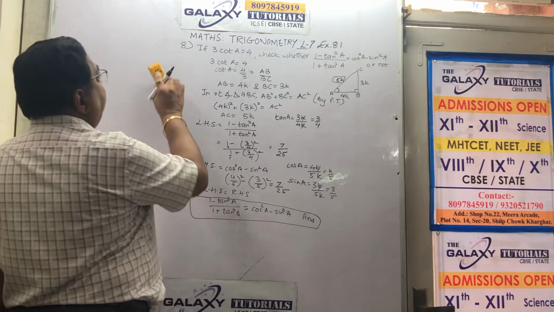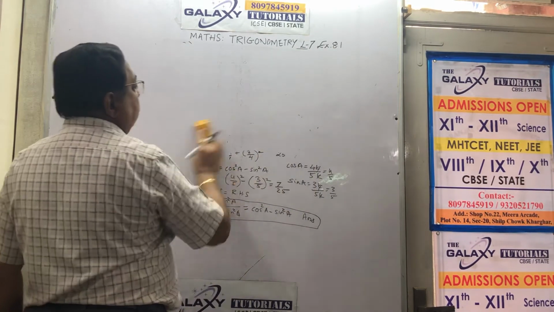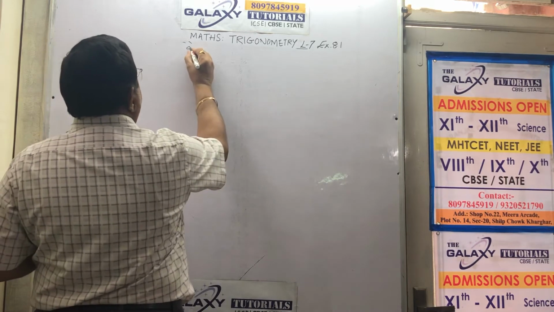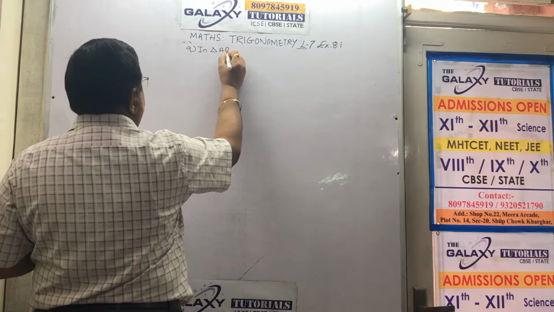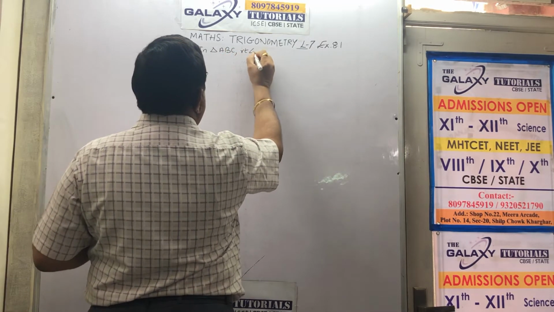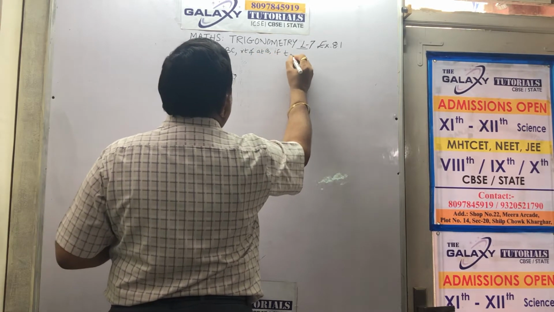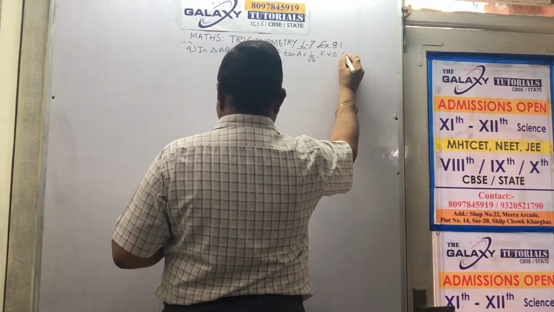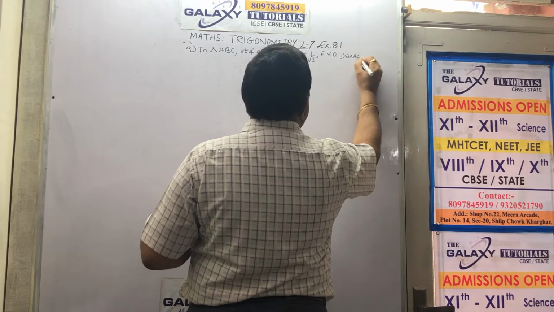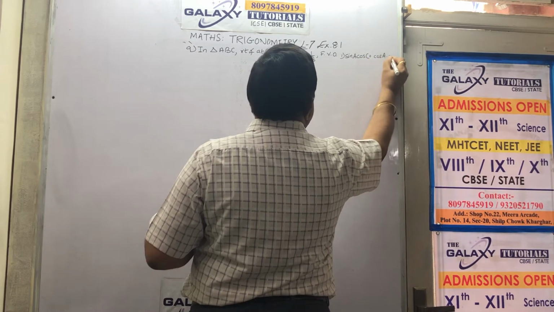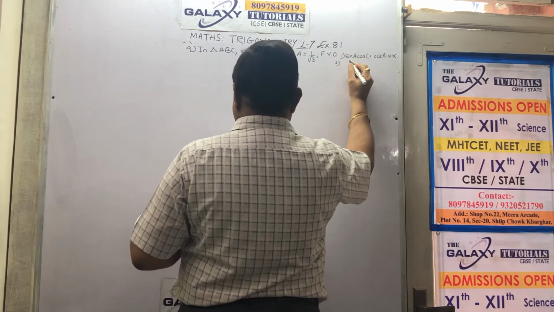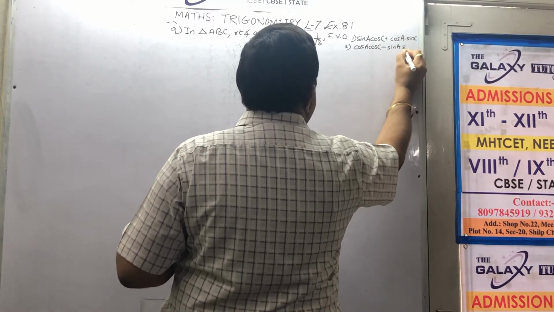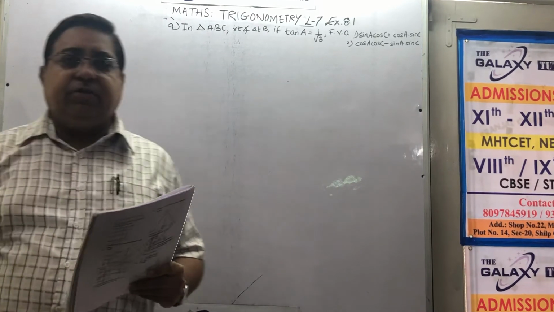Expected. Let us look at sum number 9. In the 9th sum, in triangle ABC, right angle at B, if tan A is 1 by root 3, find the value of first, sine A cos C plus cos A sine C. Second, cos A cos C minus sine A sine C. I will be writing this again, don't worry. This was the sum which I copied on the board.